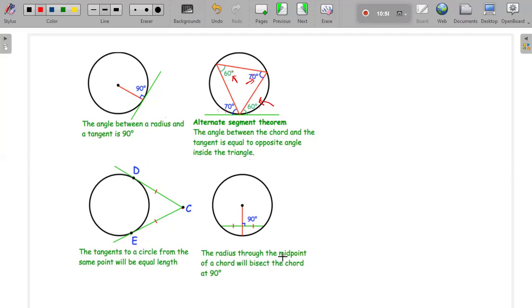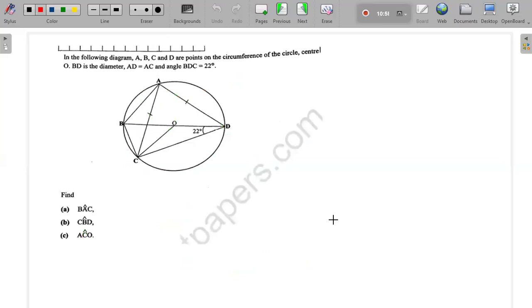And they're saying the radius through the midpoint of a chord will bisect the chord at 90 degrees. So this is a chord here, and you have a radius passing through there, and that will bisect it or cut it at 90 what? Degrees. Okay, so these are some of the basic rules that you must know when you are dealing with circle theorems.